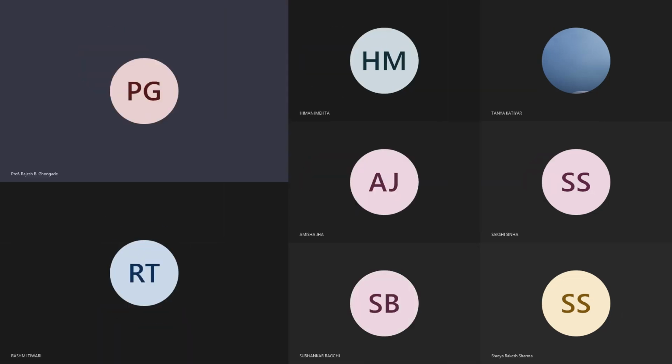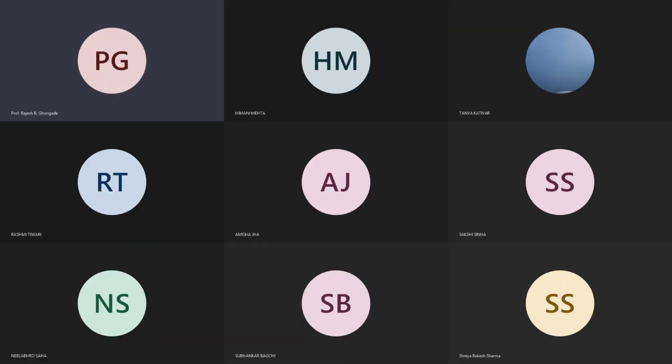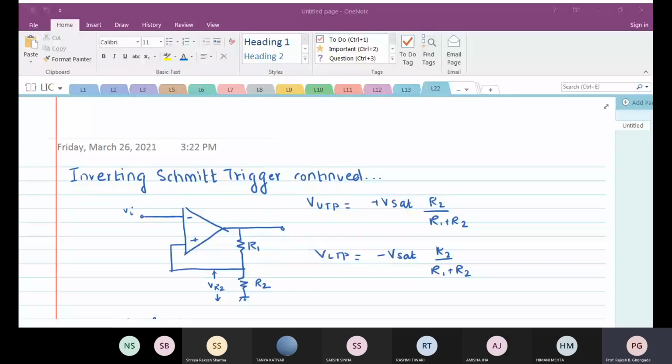All right. Yesterday we saw the inverting Schmitt trigger and why in the first place a Schmitt trigger is preferred instead of the basic comparator. Because of the use of the Schmitt trigger, we were able to impart some kind of noise immunity to our basic comparator. The upper trip point VUTP is decided by plus VSAT into R2 by R1 plus R2, and VLTP is decided by minus VSAT R2 divided by R1 plus R2.